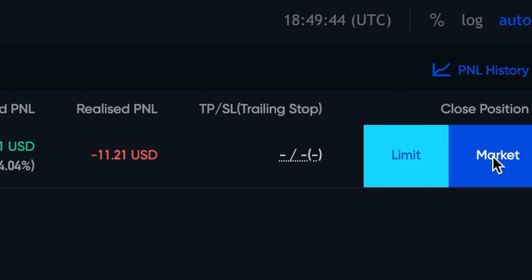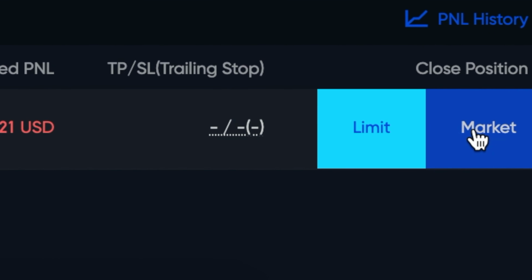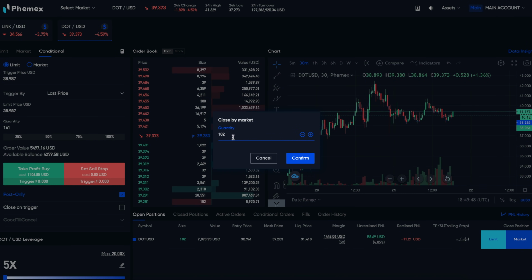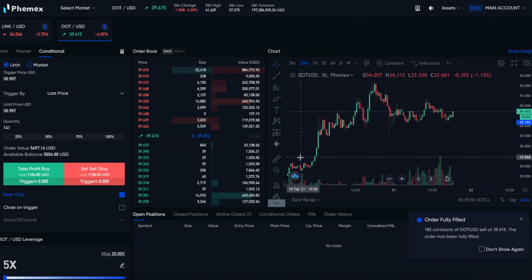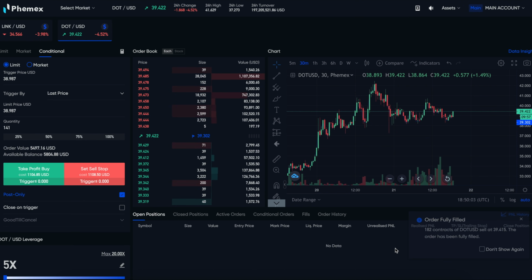So just to have a quick example, we can close this by a market right here. We come up here. You can change the quantity if you don't want to close it all, but for these purposes, we'll just close all of our contracts. We'll confirm, and then boom, we closed a sell at $39.41 for a very small profit of, I don't know, about $40 or so. But just as an example, that's how you close the orders.